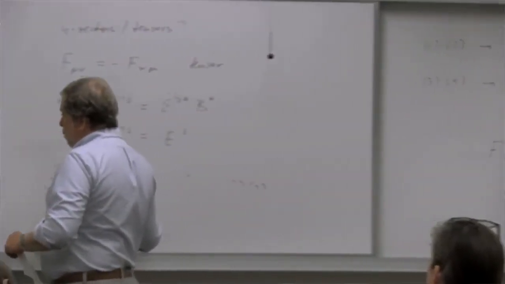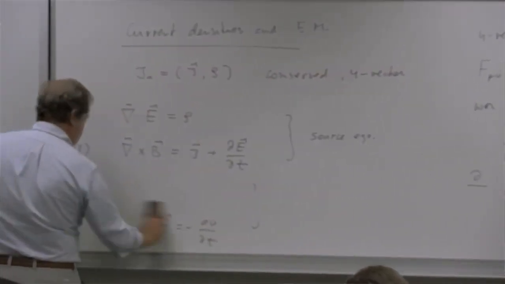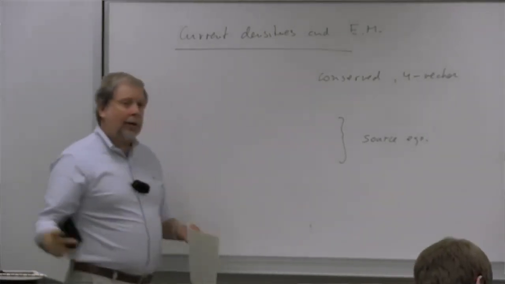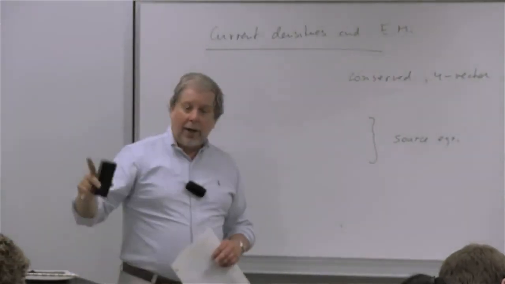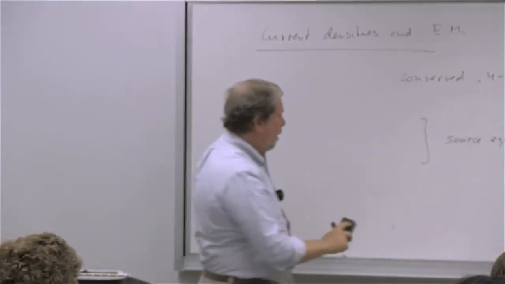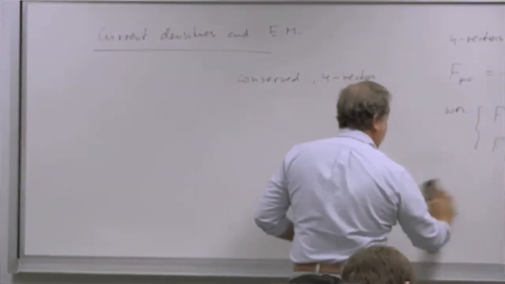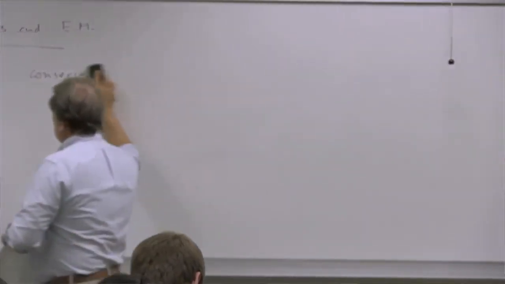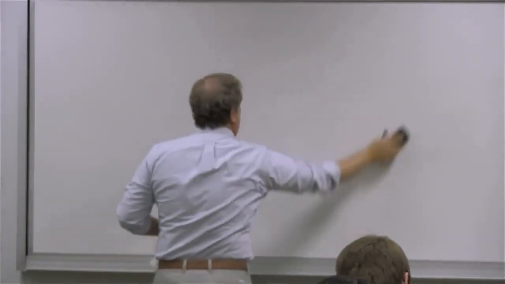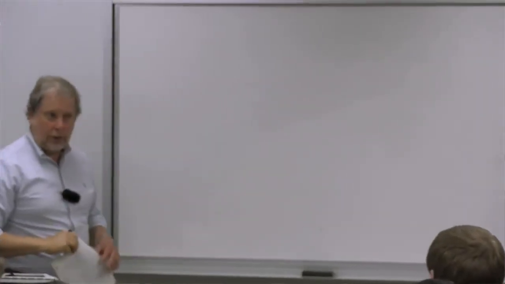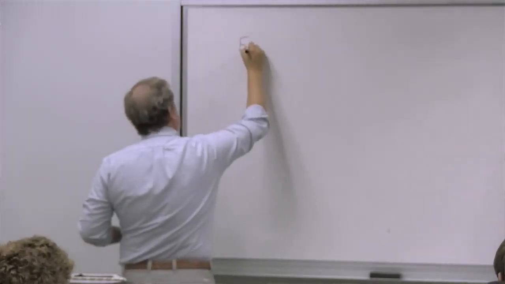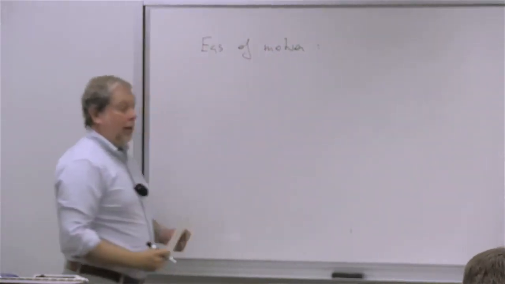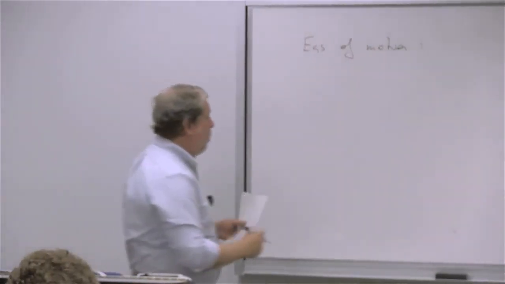Now, one last thing that you might be curious about is that when you have a particle that follows a certain trajectory and you have an electromagnetic field that is described by this F mu nu, then you should be able to solve what? You should be able to solve for the equations of motion, right? And the equations of motion are F equal ma.